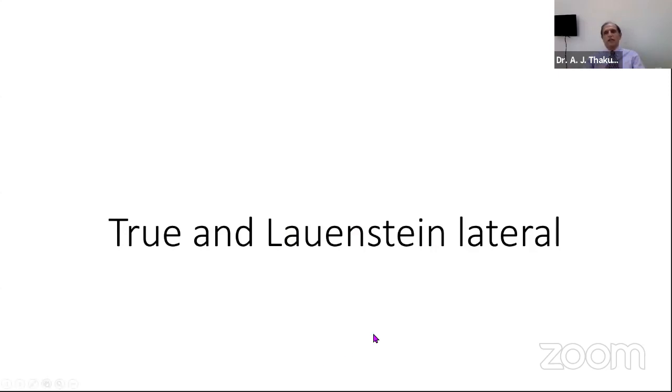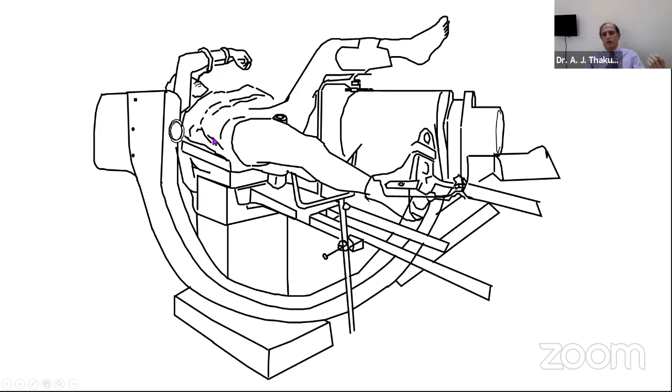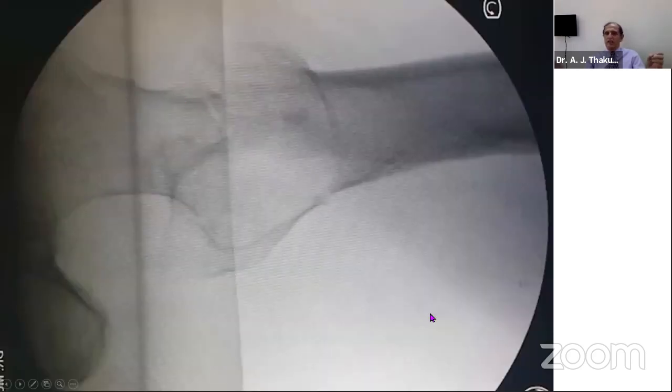What we normally take is we put the patient on this and keep the beam horizontal and take an X-ray. We get something like this, and this is called Lowenstein view. In fact, this is the true lateral view of the shaft of the femur. The neck of the femur is anteverted by 10 to 15 degrees. So this is oblique lateral of the neck of the femur, but true lateral of the shaft of the femur.